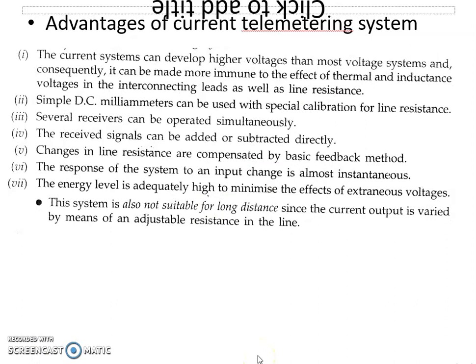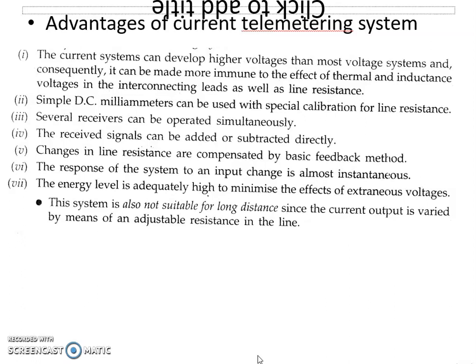Now let us see the advantages and disadvantages of current telemetering systems, which we have studied. So let us see first advantages. So the first advantage is the current systems can develop higher voltages than most of the voltage systems. The second one is simple DC milliammeters can be used with special calibration for line resistance. Third one, several receivers can be operated simultaneously. Fourth one, the received signals can be added or subtracted directly.